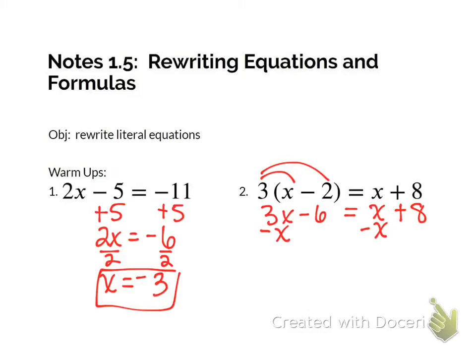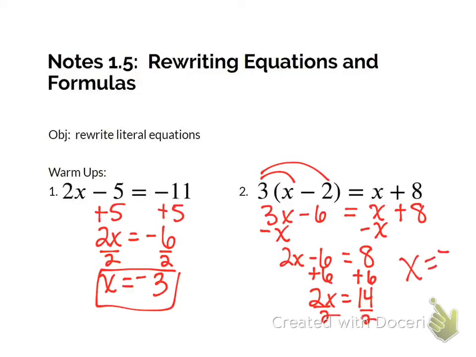So 3x minus x gives us what? 2x. Still minus 6. What's still on the other side of the equal sign? 8. Okay, next step to solve. Add 6 on both sides. 2x equals 14. Last step. Divide by 2. x equals 7. Good. Today, we are still going to be solving equations, but this time it's not going to just be a number for our answer. So our answer will still be an equation. It'll just have one of the variables alone.